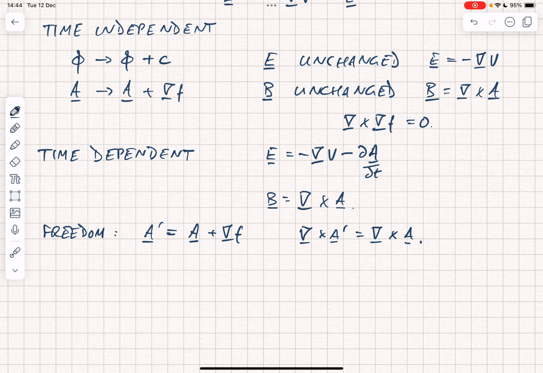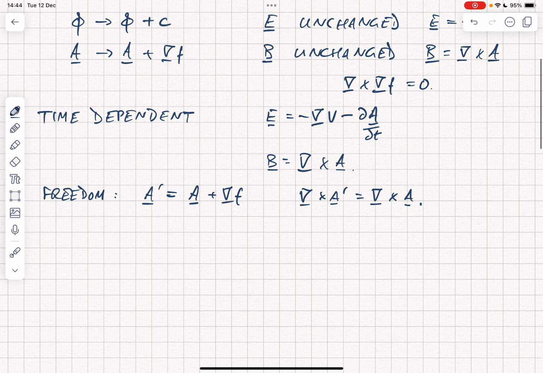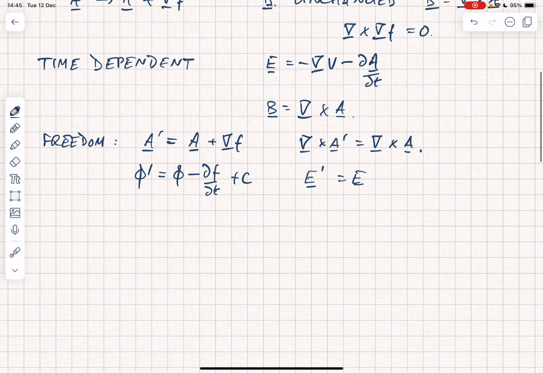Now, because A now contributes to E, then we have to make a change. If we're going to do that to A, then phi prime is going to equal phi minus df by dt plus any number c. And in this case, E prime will equal E. We can just work that one through. So if E prime, which is minus, sorry, I've written phi's there. I've been trying to use V because people were being confused by phi. Forgive me if I get confused.